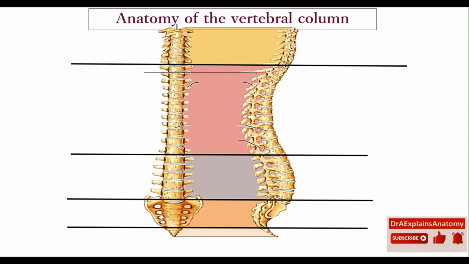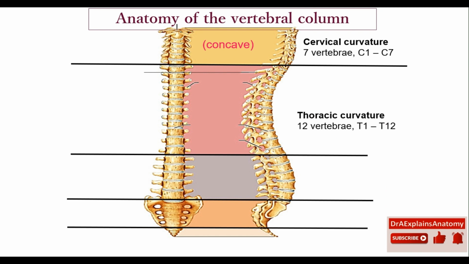Hello, everyone. Let's identify together the structures on the vertebral column and the vertebra blank figures. This is the vertebral column. First, we have the cervical curvature, which consists of 7 vertebrae, C1 through C7. It is concave in shape.